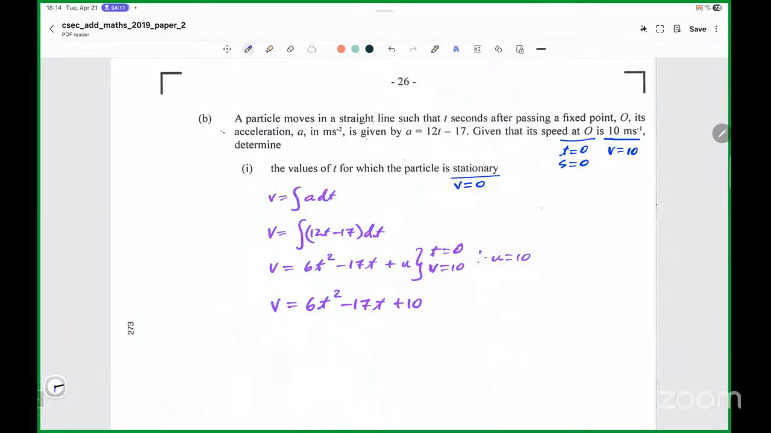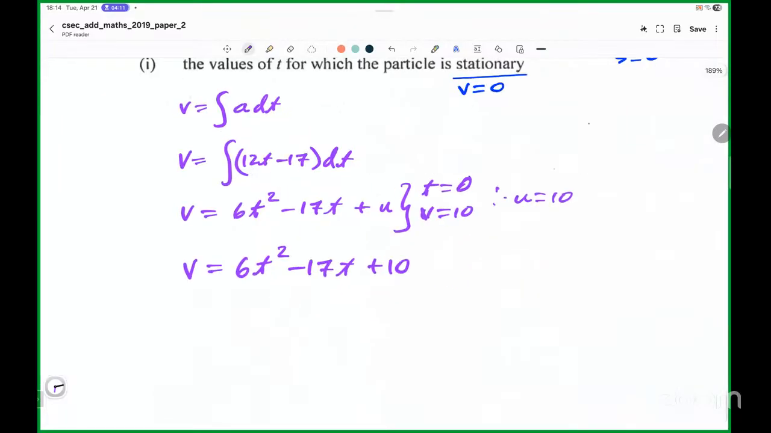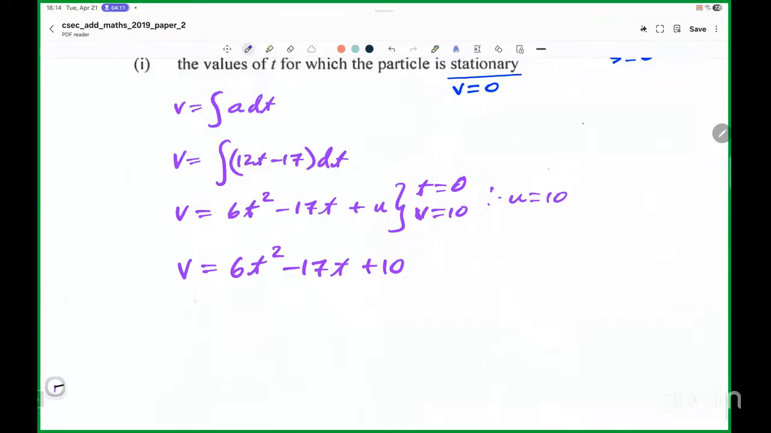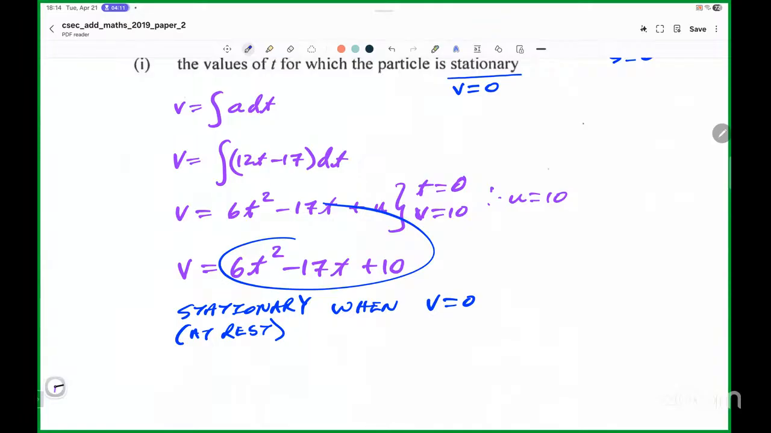So stationary, when v, we'll put it in blue. Stationary. And stationary also means at rest, when the velocity is 0. So you put in this equals 0, right? So you get 6t squared minus 17t plus 10 equals 0. So you're solving that.